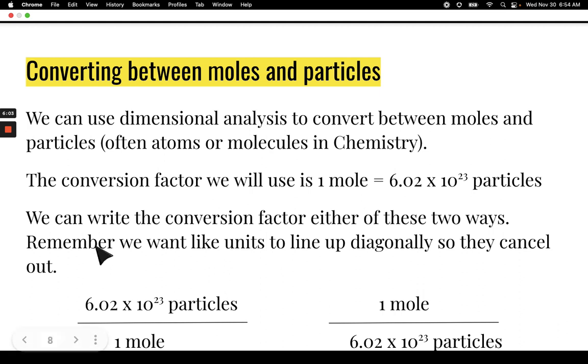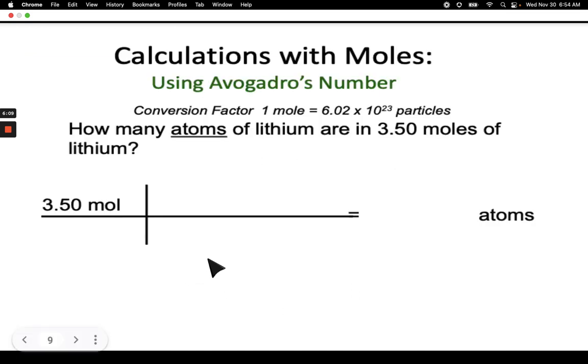So we're going to try some of these, okay? And yes, you're required on your test to show us with dimensional analysis. So here's an example. Please write it down. Try it out. How many atoms of lithium are in 3.50 moles of lithium? And again, 1 mole equals 6.02 times 10 to the 23rd particles. And in this case, the particle we're going to use is atoms.